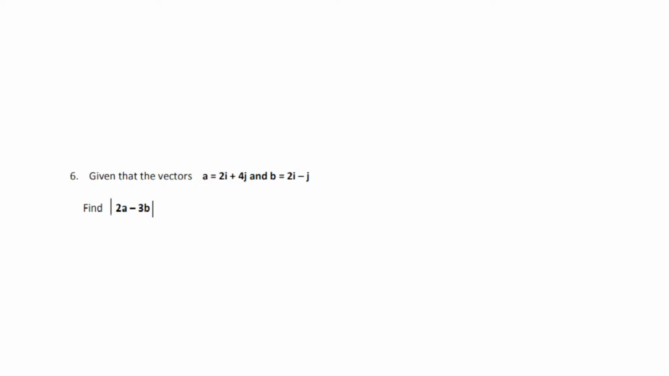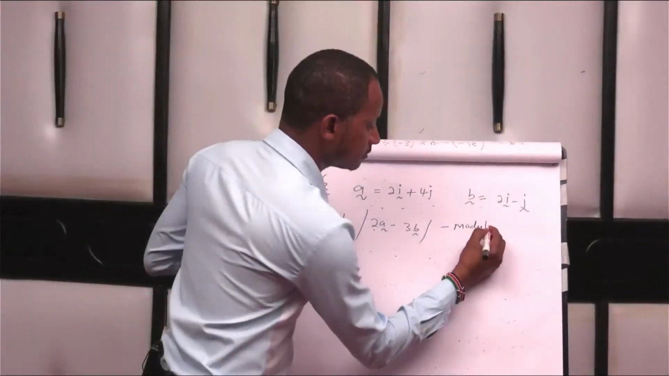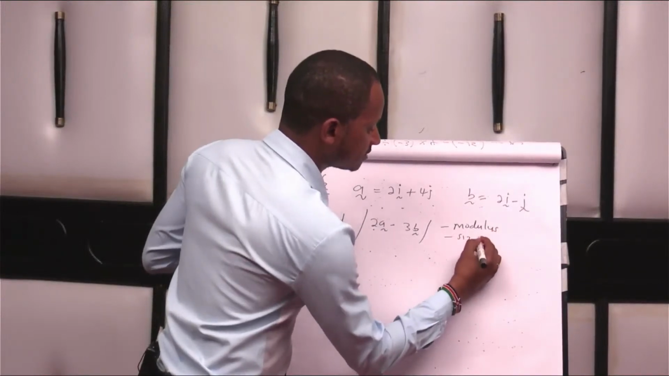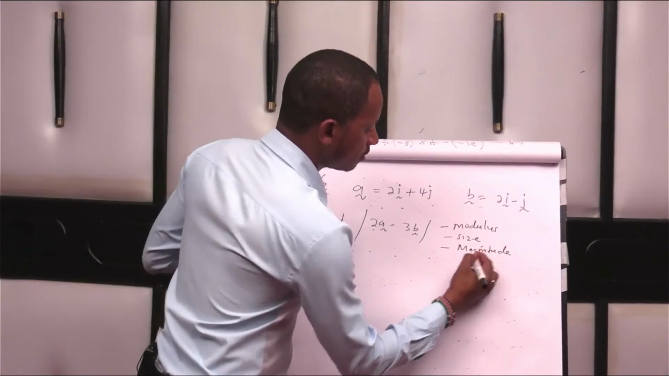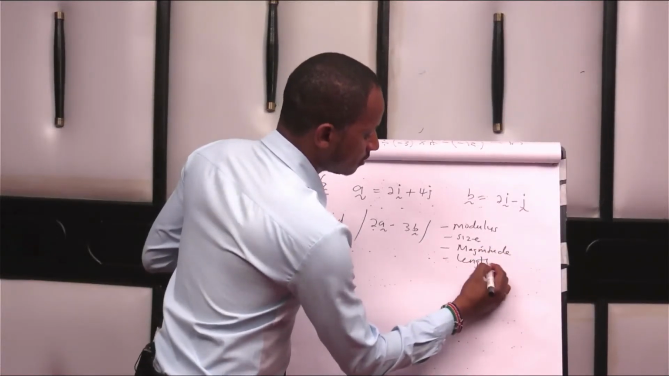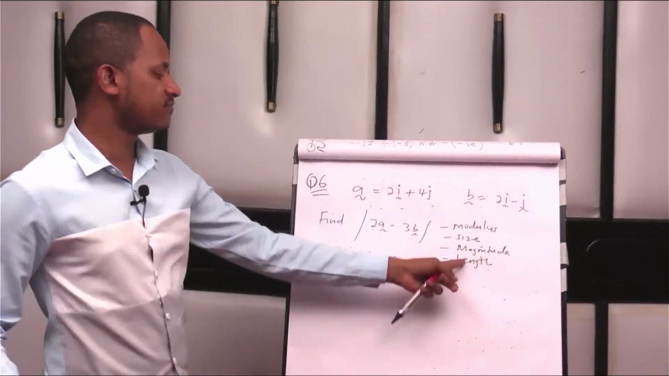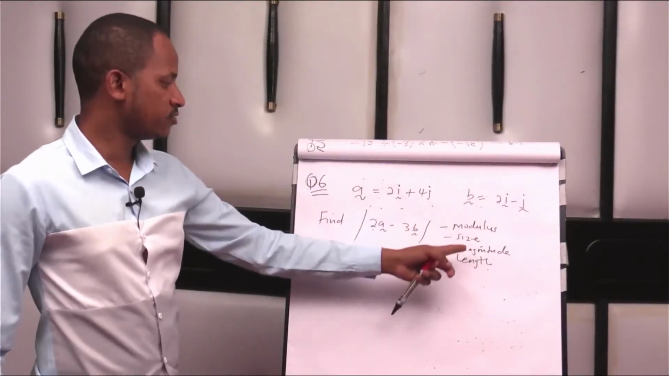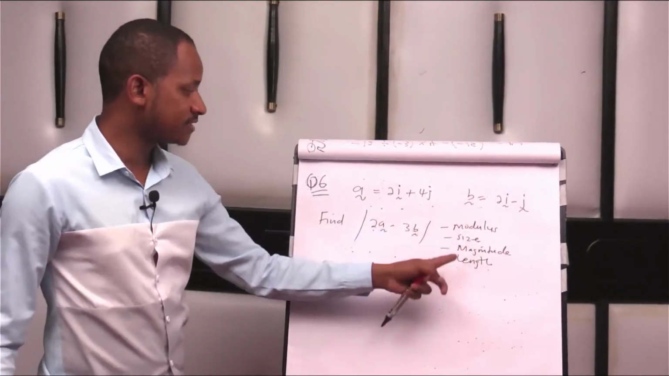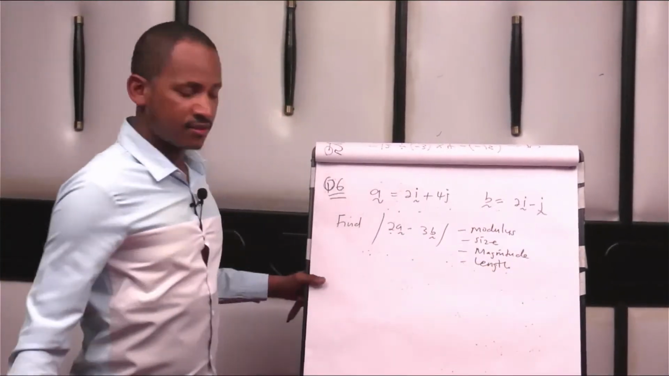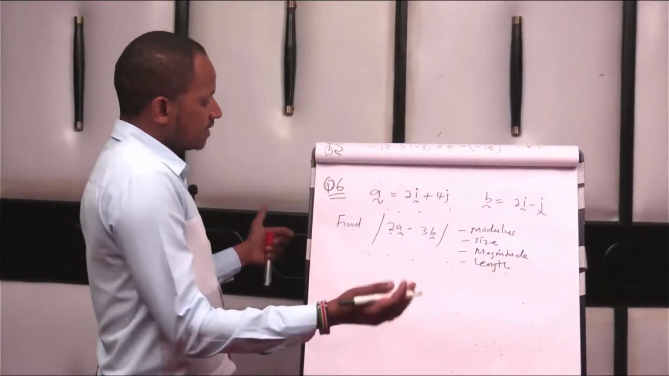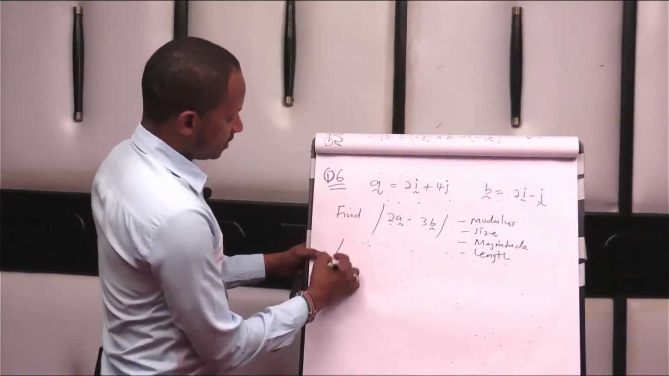When you see this sign, it means the modulus. The question can tell you find the modulus, or find the size, or find the magnitude, or find the length. The question can be set in any of these 4 ways. This sign means the modulus, or the size, or the magnitude, or the length. So just replace with the modulus of.